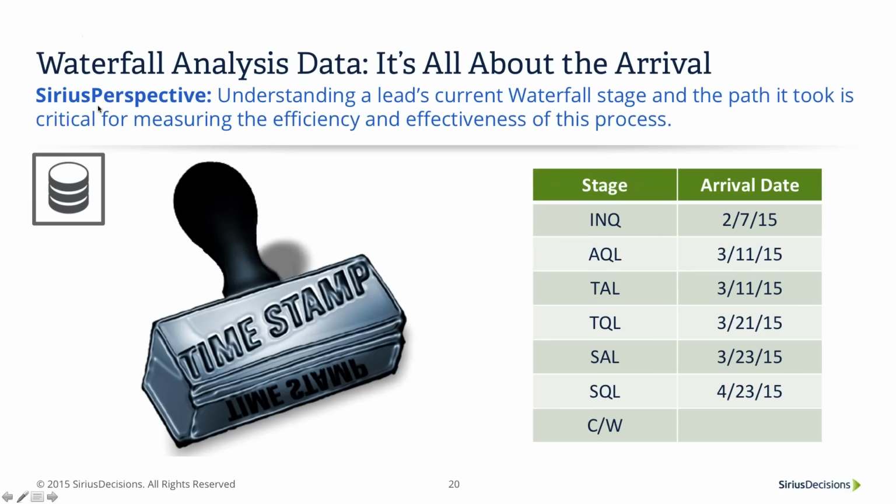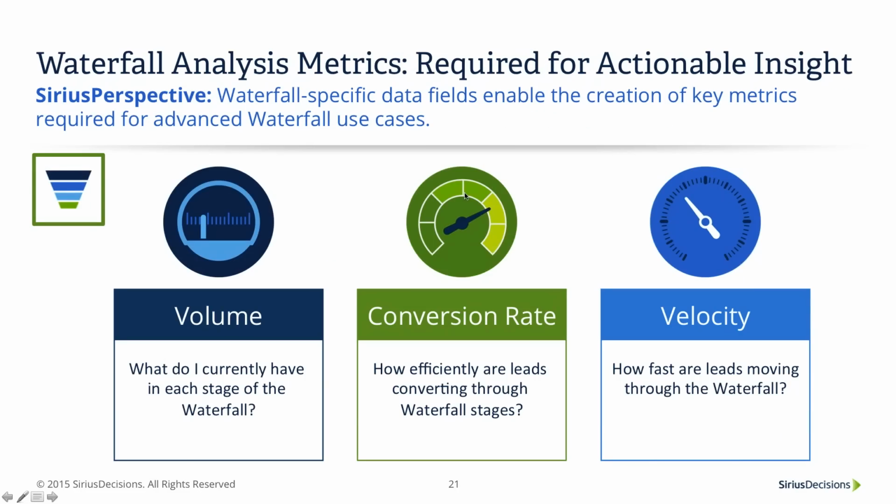Moving on from there, that actually gives us the ability to run a number of different analysis metrics. And here's 3 of the most critical ones that you'll run. The first one is volume, and that relates to what do I currently have at each stage of the waterfall. So how many leads do I currently have sitting within, maybe it's AQL or maybe it's TAL or SAL. And so you can understand for all of those leads that marketing perhaps sent across to sales in that example, where are they sitting?